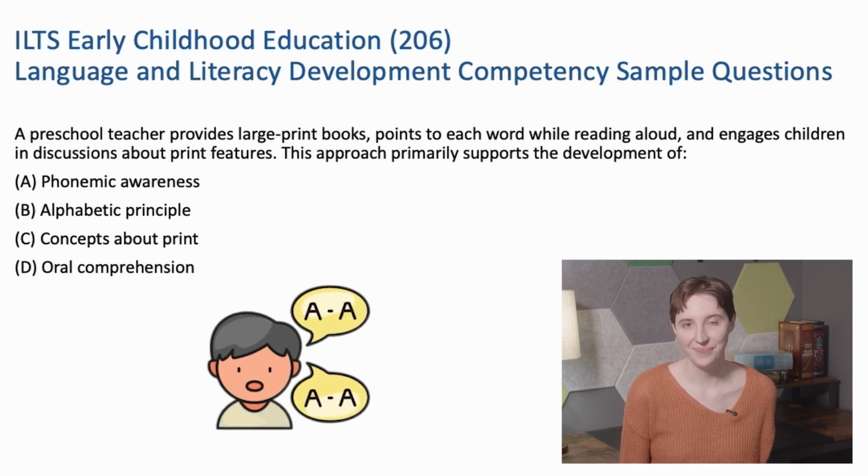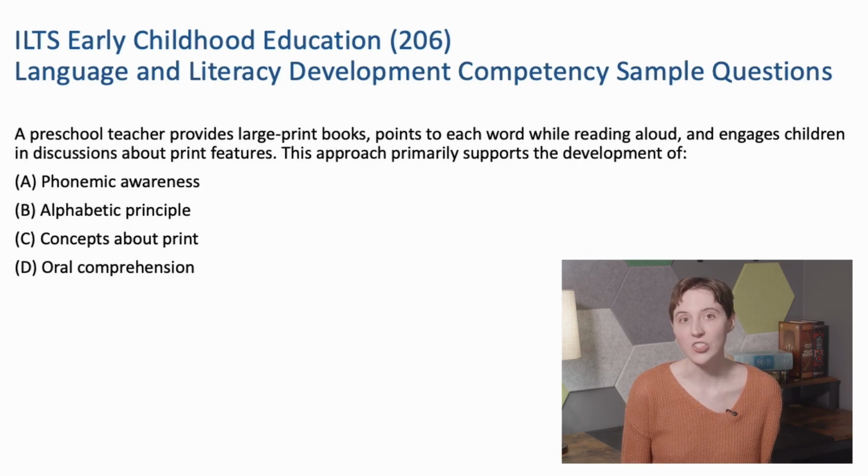This question is pretty straightforward, and there are a couple different strategies that can help you answer quickly and correctly. My suggestion is to identify keywords that might tie the question to the right answer. Here, the words print features are especially telling. We know that pointing to words while reading helps children understand directionality, word boundaries, and that print carries meaning, key components of print concepts. C is most likely correct, but let's look at the other options just to make sure.